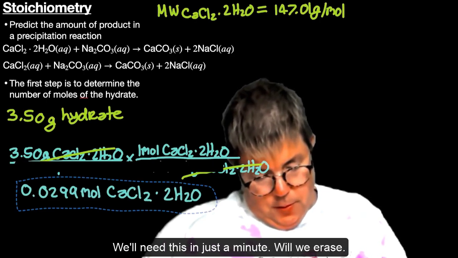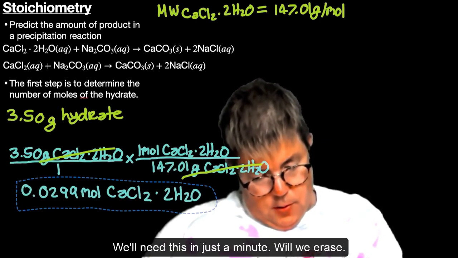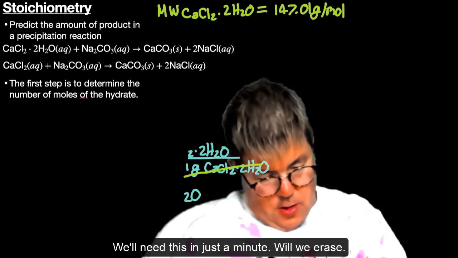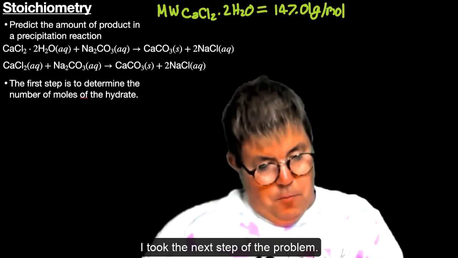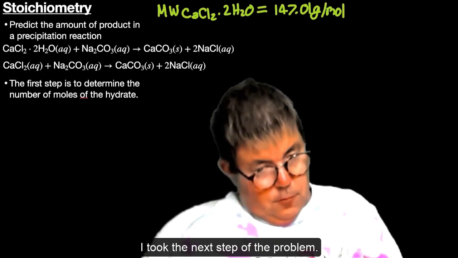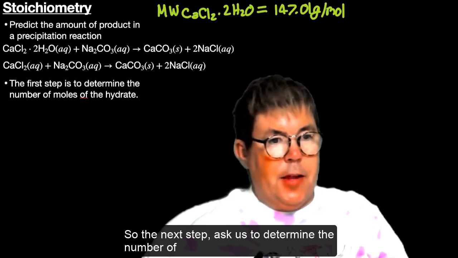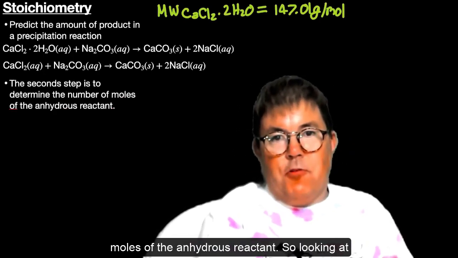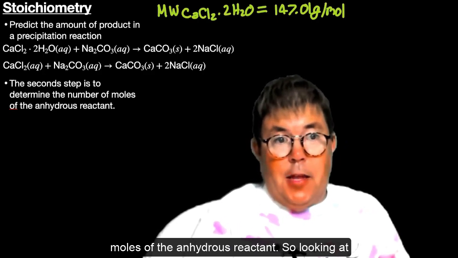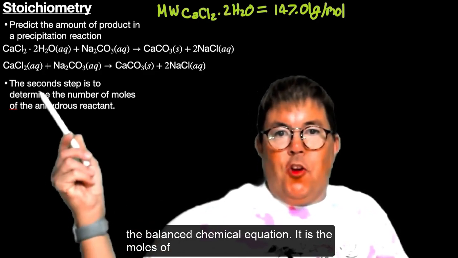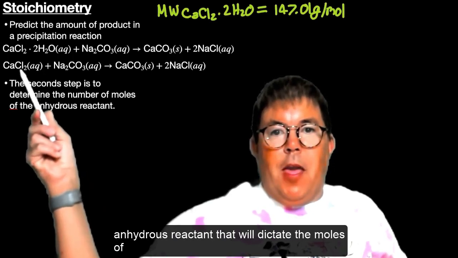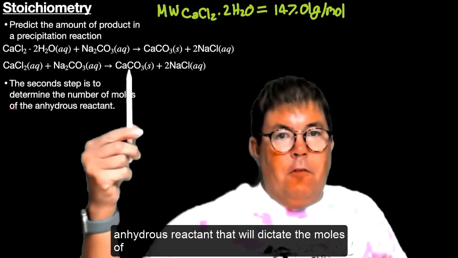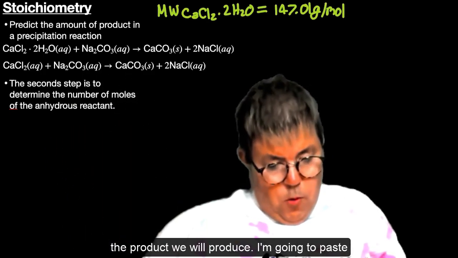Okay. So next, we'll need this in just a minute. So we'll erase. Let's look at the next step of the problem. So the next step asks us to determine the number of moles of the anhydrous reactant. So looking at the balanced chemical equation, it is the moles of anhydrous reactant that will dictate the moles of the product we will produce.